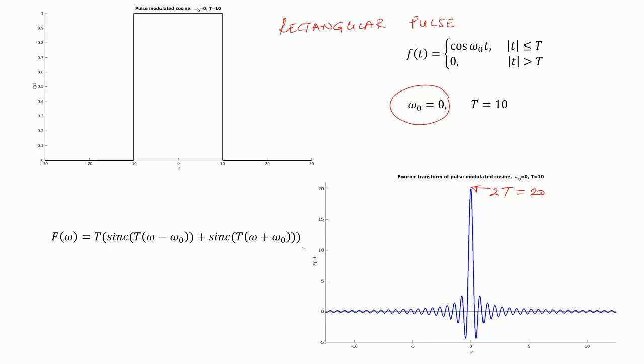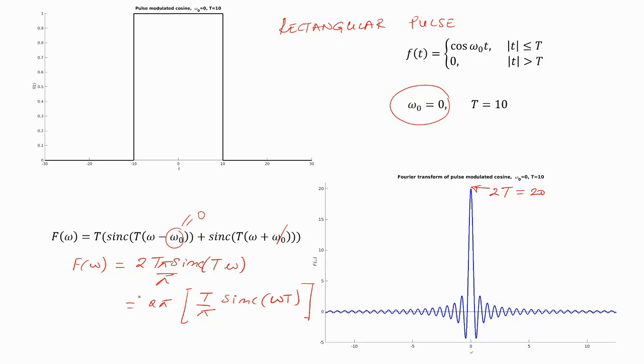So in this case, the Fourier transform is 2t times sinc of t times omega, because omega naught is equal to 0. So if we multiply and divide this expression by pi, we can write this as 2 pi times t over pi sinc of omega times t.